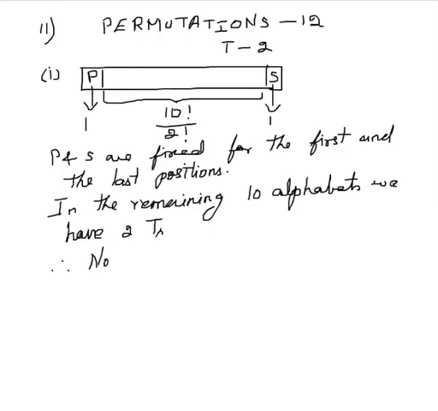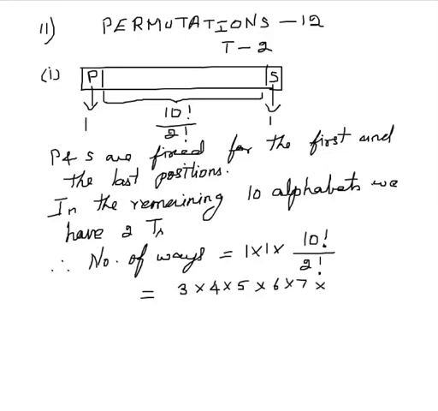Therefore, number of ways is equal to, for P and S 1 and 1, and for the remaining 10 alphabets it is 10 factorial divided by 2 factorial, since 2 identical T's are there, so don't forget to divide by 2 factorial. Cancel 2 factorial, 3, 4, 5, 6, 7, 8, 9 and 10. The answer is 18144400.